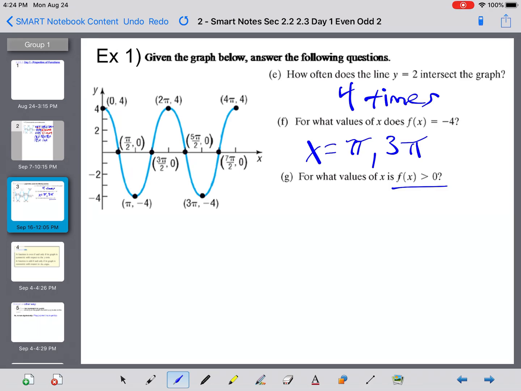Well, here's what I think some students would say in class, and this is actually a good mistake. A lot of students would think these 3 points up here, right? They would say 0, 4, 2 pi, comma 4, and 4 pi. I'm sorry, this one only wants the x value. So you'd say 0, 2 pi, and 4 pi, okay?